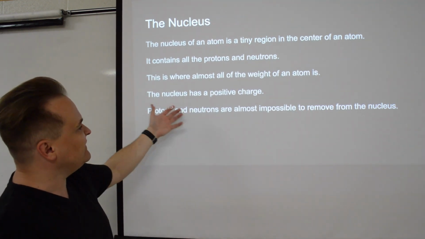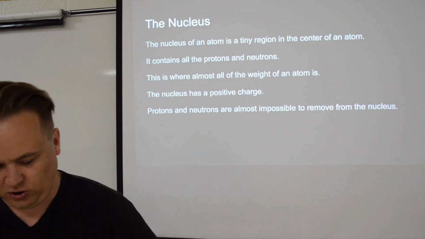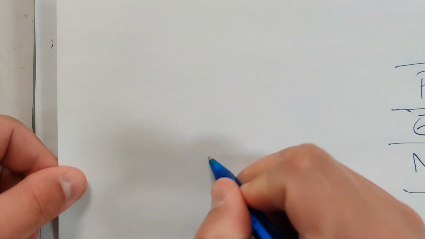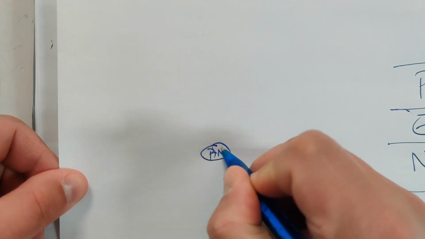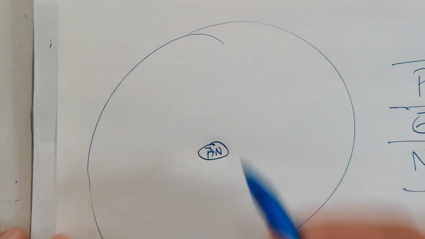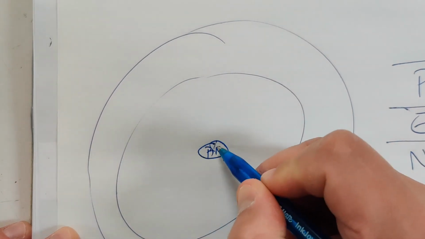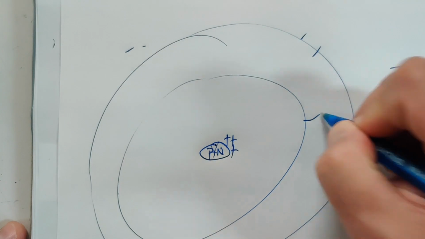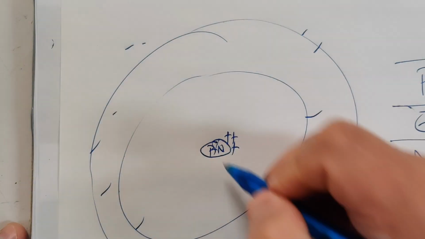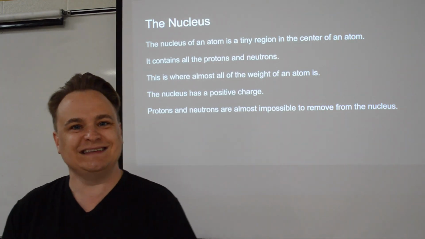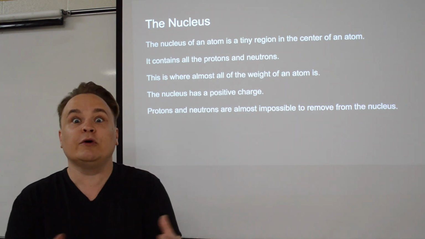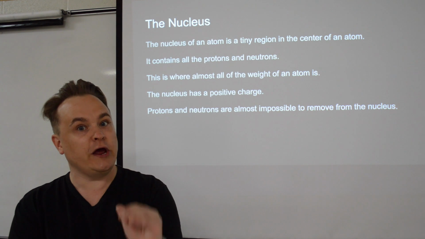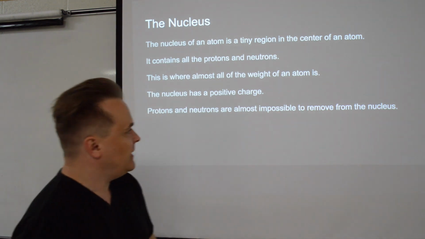Protons and neutrons are almost impossible to remove. So if you got that atom or element, the protons and neutrons, and then you got your electrons floating around, that is almost impossible to separate. This area is very positive. This area out here is very negative, and you can't split that nucleus. You can't separate it, because if you do, you create a nuclear reaction, which can be used for energy and things like that, but it's a very complicated process.